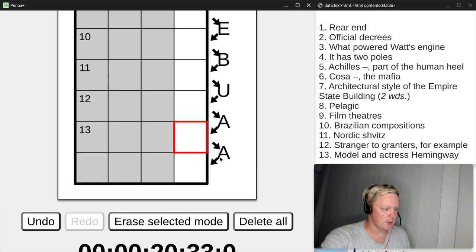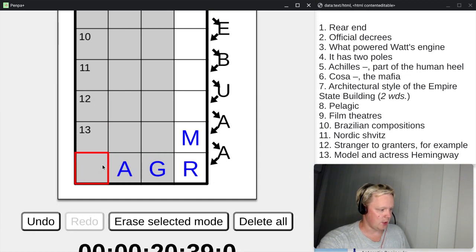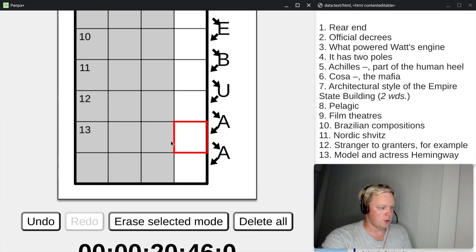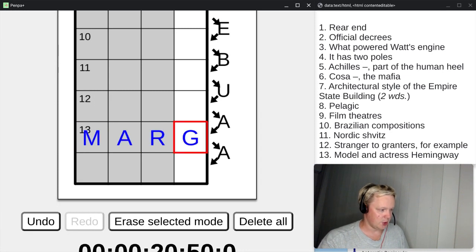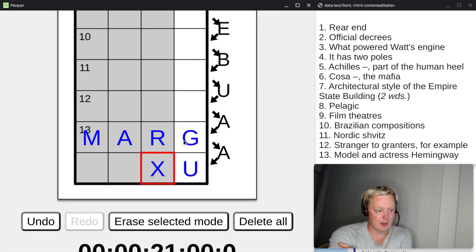Now there are 2 A's, but only one would fit the grid, I think. If we start here, Margau, and then the X would be outside the grid. That's not allowed. So we are going to do the other way around. So it's Marg, and then the A from this A is going to be the A in the grid, and then UX here. So that's our first answer, which is number 13, Margot Hemingway.